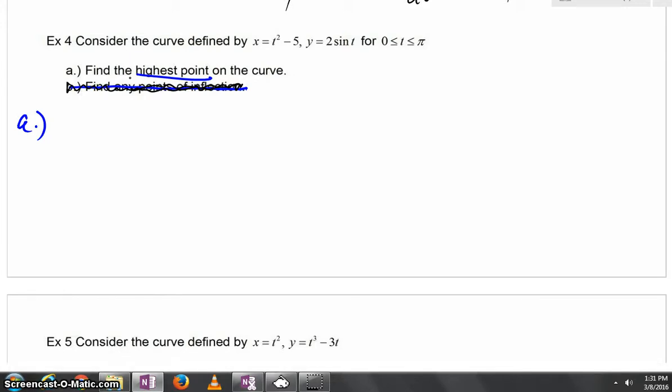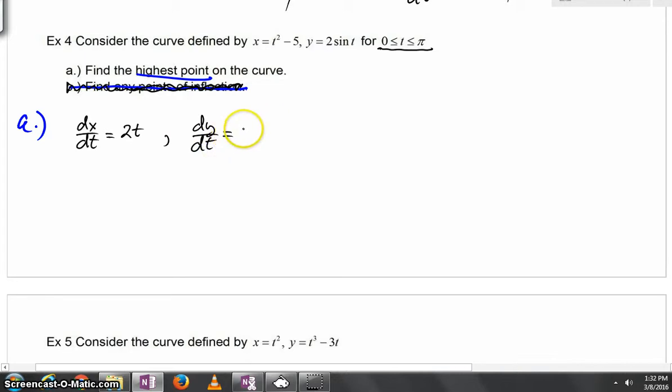So here we go with some definite boundaries. We need to be careful there because that can introduce endpoints. And that's something that you always check when you're optimizing. But look, let's take a dx dt. Let's take a derivative of x with respect to t. What do we get? Just 2t. What about the derivative of y with respect to t? That's going to be dy dt is 2 cosine of t.